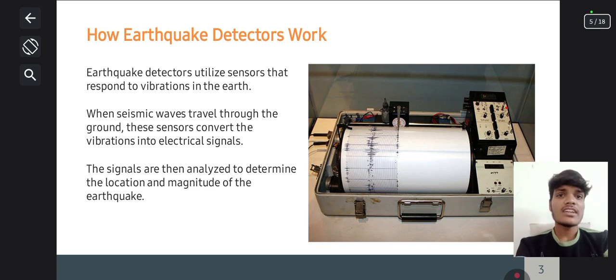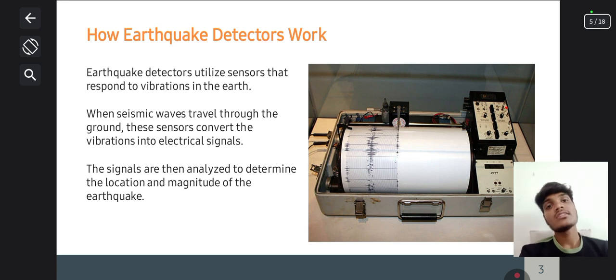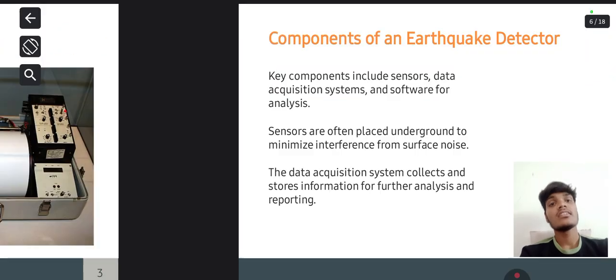When the seismic waves travel through the ground, these sensors convert the vibrations into electric signals. Some of the sensors are already attached to the ground, so when the seismic waves travel through the ground, the sensors convert the vibrations into electrical signals. That's why we can automatically detect the earthquakes.